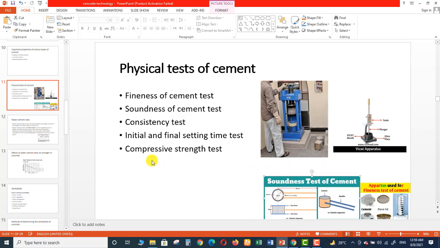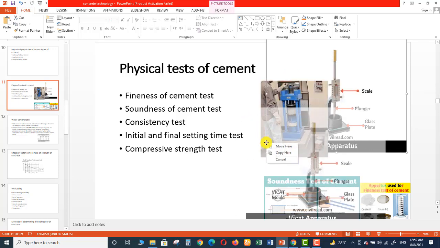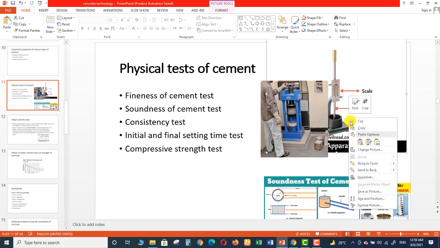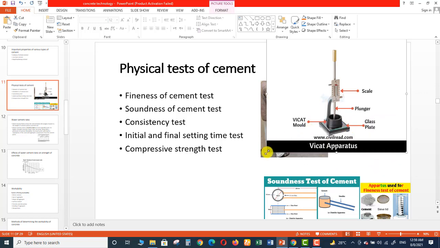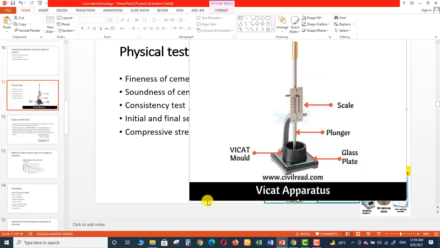And the next is consistency and initial and final setting time. For both these tests, we use the same apparatus, which is called Vicat apparatus. For consistency and initial and final setting of the cement, we use Vicat apparatus. Let me show you Vicat apparatus. Bring it to front and then enlarge the image. So this is what we call Vicat apparatus. This apparatus is used to find the consistency as well as the initial and final setting time of cement, right?